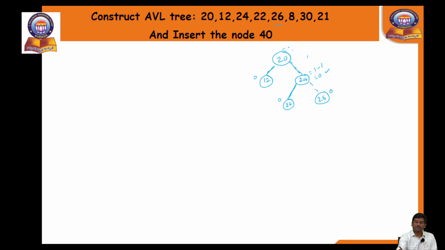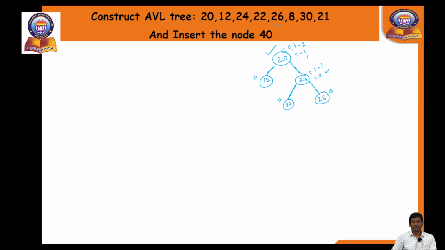Height of the left subtree will be equal to 1 minus height of the right subtree, that is 2. So 1 minus 2 will be equal to minus 1. So this is also within the range of the possible values of the balance factor, and hence we can insert node 26 to the right of 24 and take the next element.